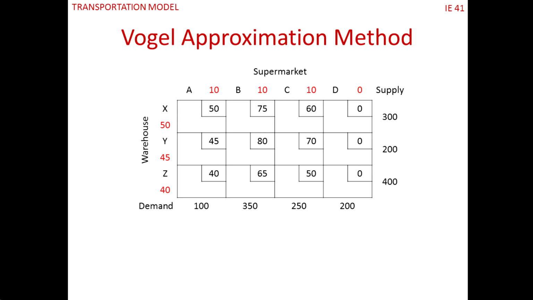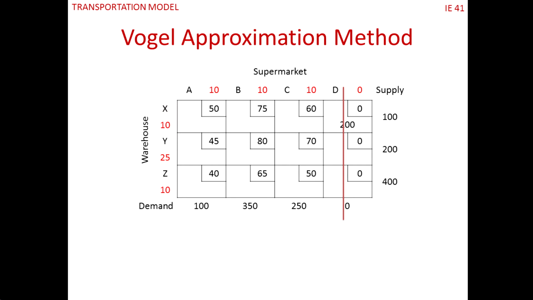cost, which is XD, and cross out the column of the dummy supermarket D since its demand has now been satisfied. We now repeat the procedure and measure the penalty for each row and column. Notice that since we crossed out column D, the rows of warehouses X, Z, and Y would now have 3 elements each, and the penalties would change as such. Notice how the penalty of warehouse X changed from 50 to 60 minus 50, which is equal to 10.